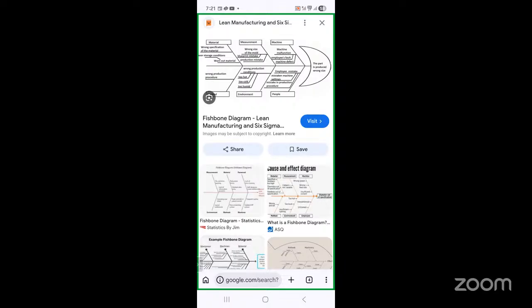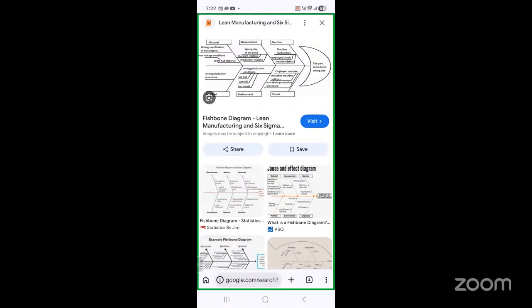So everybody has drawn the fishbone diagram? Yes, sir. Okay, sure. This is related to the statistical quality control. So in your case, it will be the statistical safety control model following the Six Sigma.